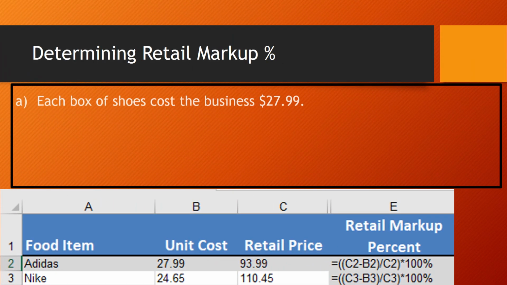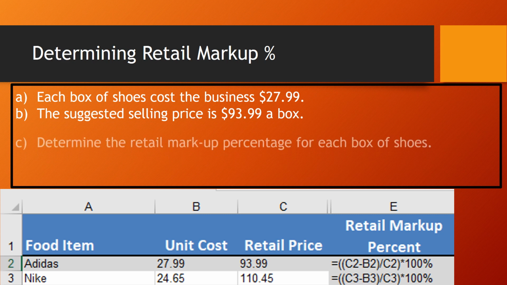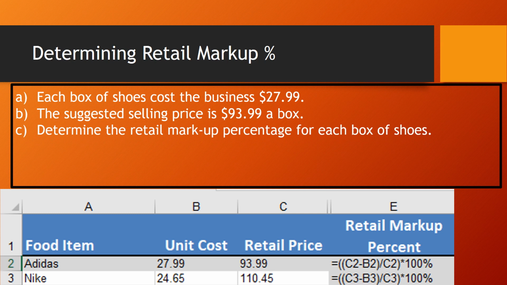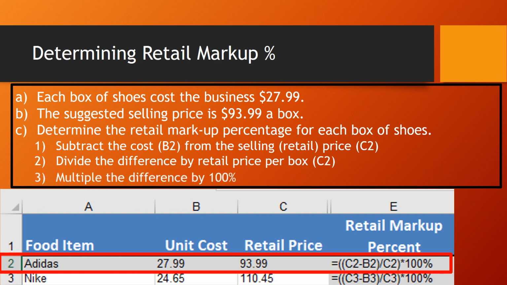Determining retail markup percent. Each box of shoes costs the business $27.99. The suggested selling price or retail price is $93.99 a box. To determine the retail markup percent for each box of shoes, 1. Subtract the cost from the selling price or retail price. 2. Divide the difference by retail price per box. 3. Multiply the difference by 100%.